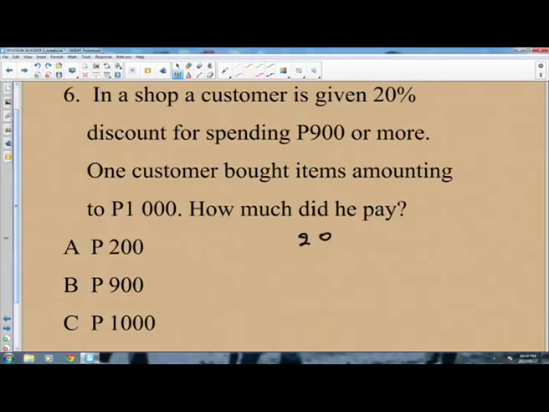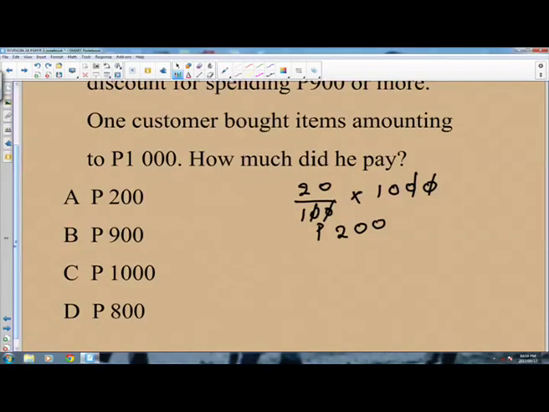So this will just be 20 divided by 100, multiplied by 1000. This 0 will cancel the 0 here. This one will cancel the 0 over here. And then this is 20 times 10. 20 times 10 is 200. So the customer is given a discount of 200 pula. And then 1000 pula minus 200 pula gives us 800 pula.